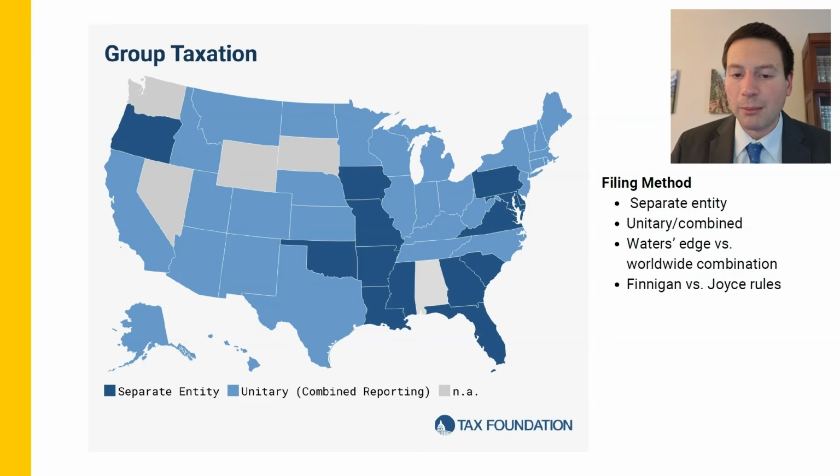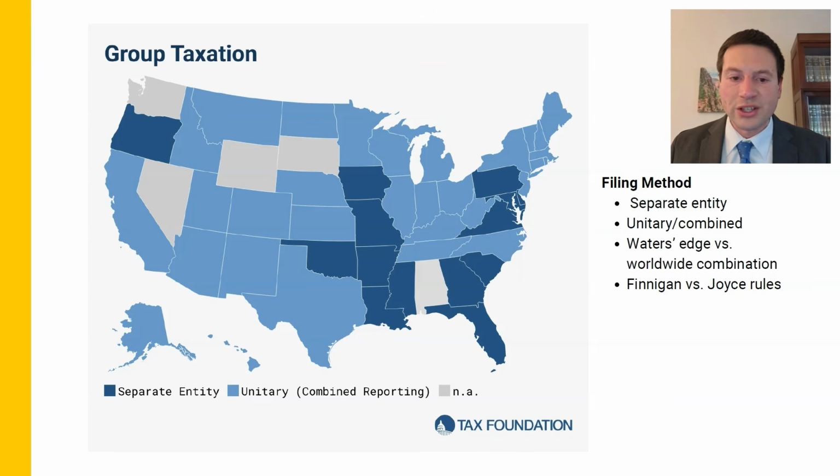It's become the most common structure. And then there's the question of, where does the unitary group end? At this point, every state either has what's called water's edge combination or has an optional but not mandatory worldwide combined reporting. So no state is requiring all of the foreign subsidiaries to be part of the unitary group.